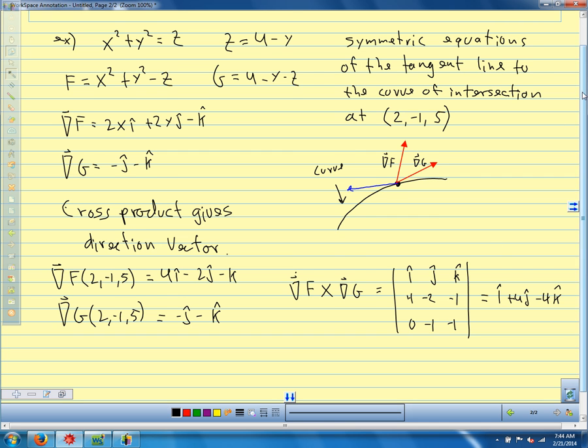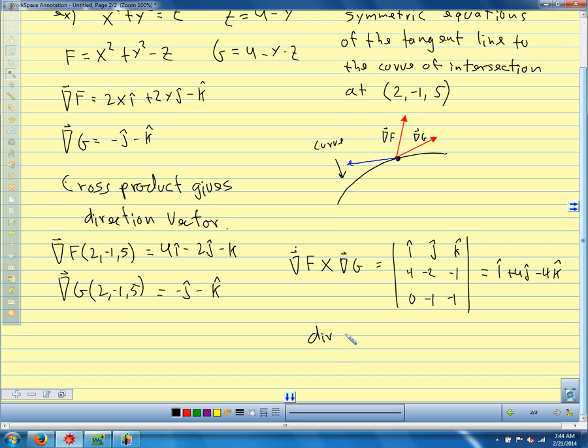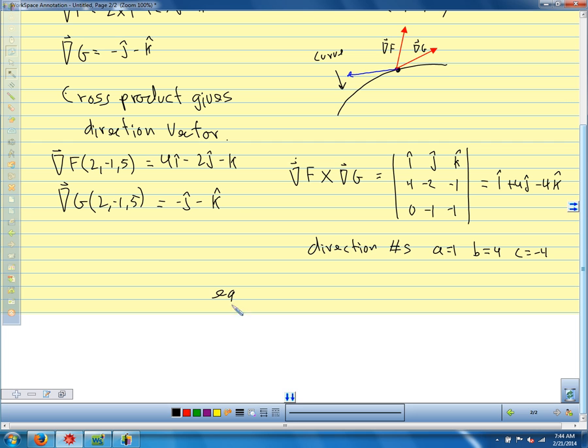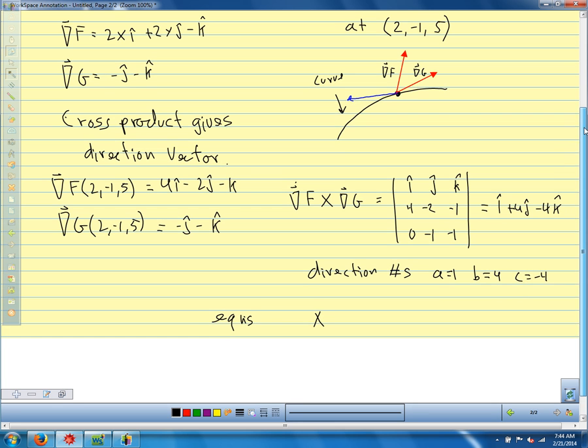So this gives us our direction numbers for our line. This vector gives us our direction numbers. This is a vector in the direction of the line. So our direction numbers are a equals 1, b equals 4, and c equals -4. So now I can write my equations for my line. So our equations for the line are, let's see, our point, x minus 2 over 1 equals y plus 1 over 4, and that equals z minus 5 over, I'm going to put that negative over 4. And those are my equations for my line.